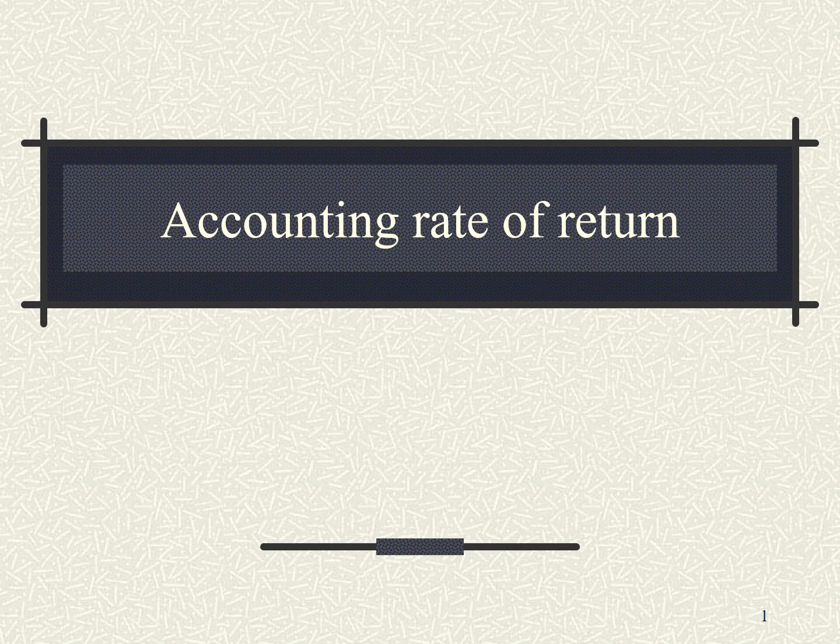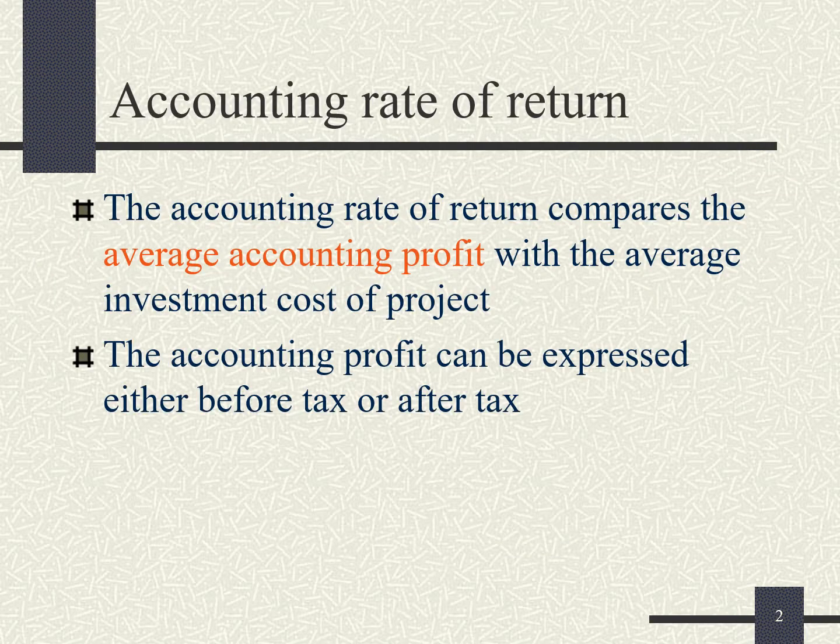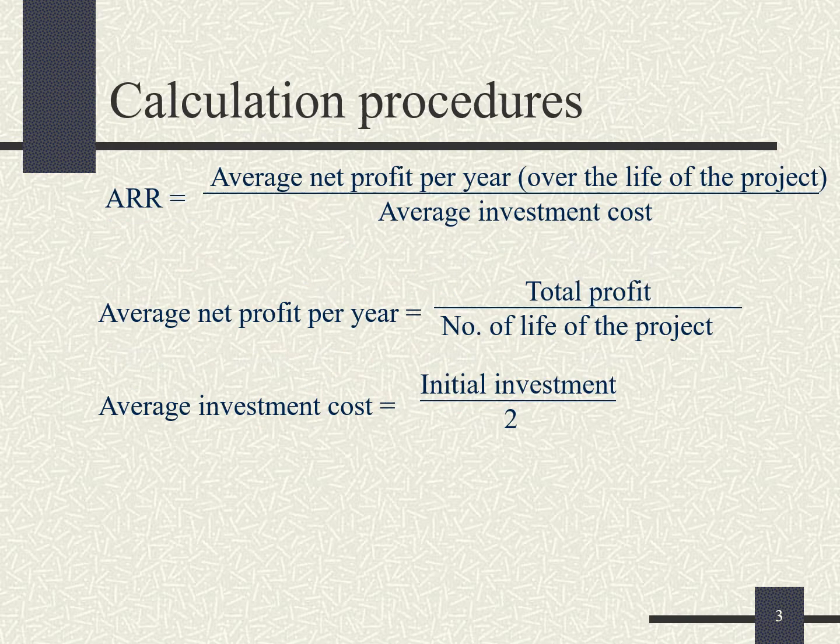Okay, we begin chapter 7, part 6, accounting rate of return, or ARR. Accounting rate of return compares average accounting profit with the average investment cost of the project. The accounting profit can be expressed either before tax or after tax. Okay, dia punya equation dia, ARR ialah average net profit per year over the life of project divided by average investment cost.